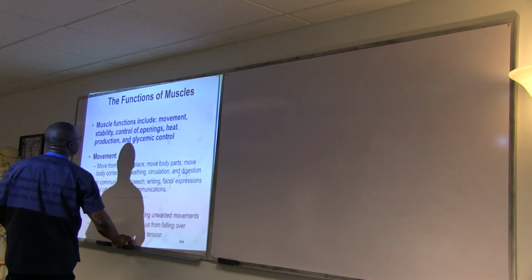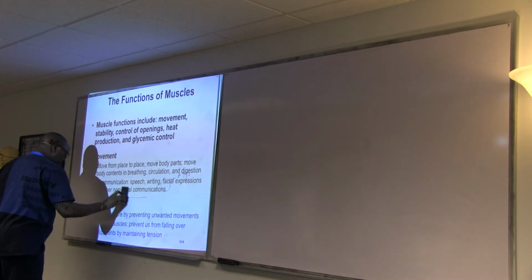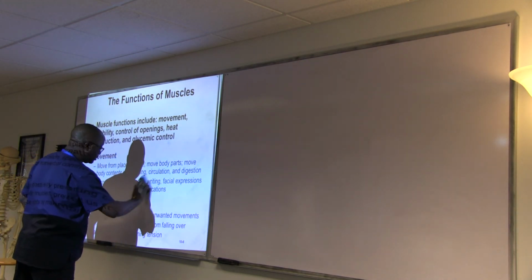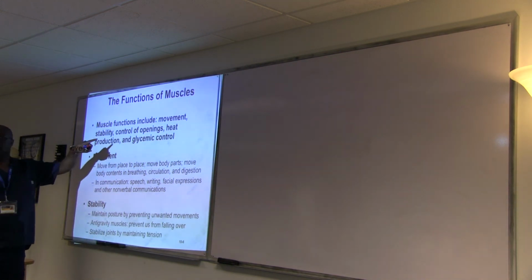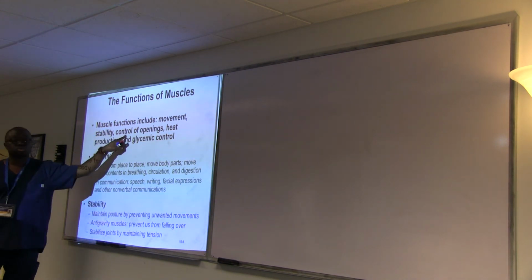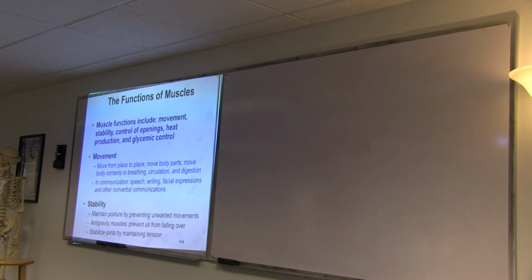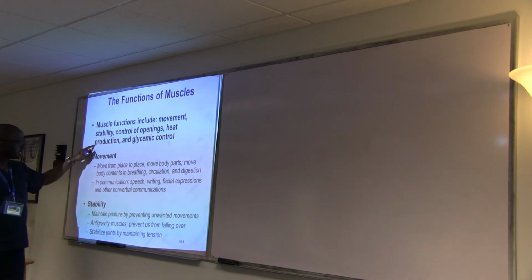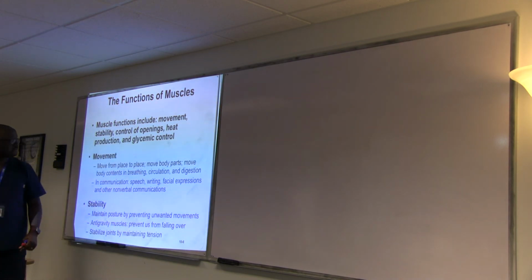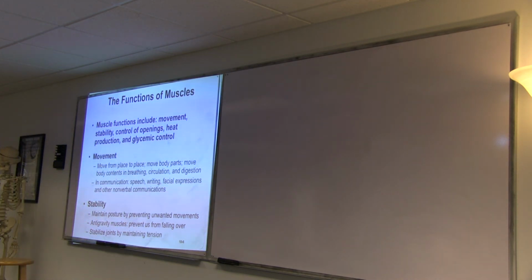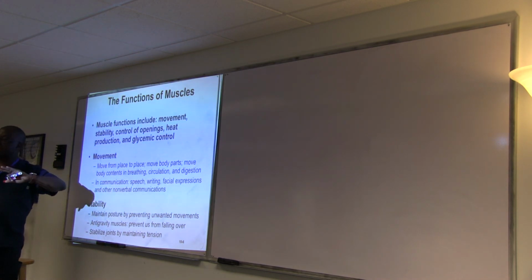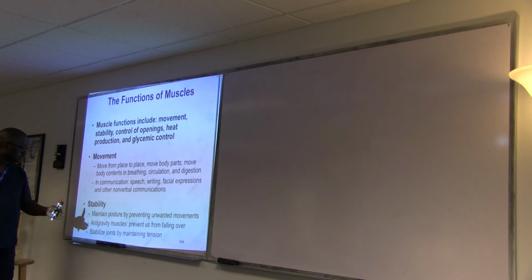So what are the functions of the muscles? They deal with movements, stability, control of openings, what we call sphincters, heat production and glycemic control. Movement helps to move the body parts through their contraction, and to move body contents in breathing, circulation, digestion, and in communication: speech, writing, facial expression, and other non-verbal communications.